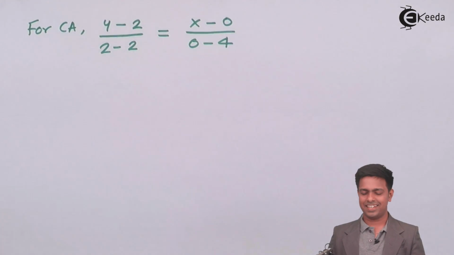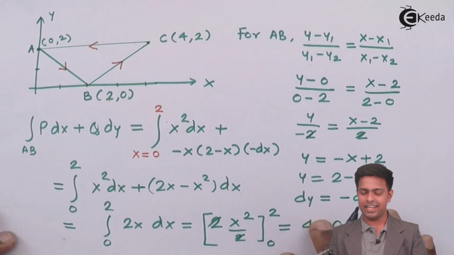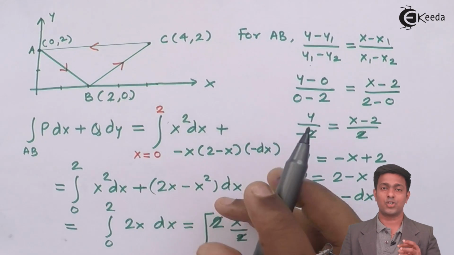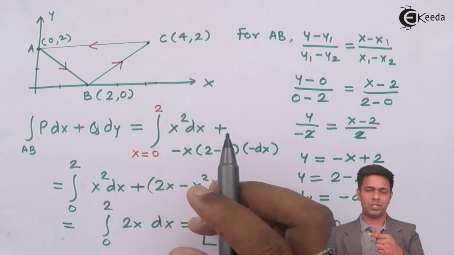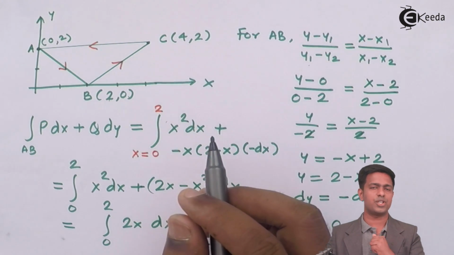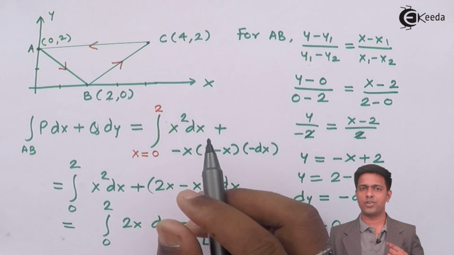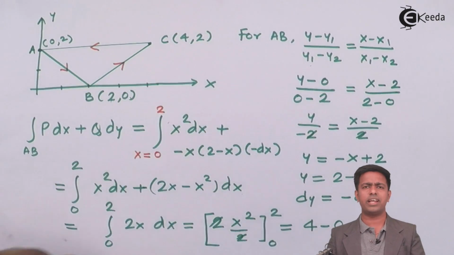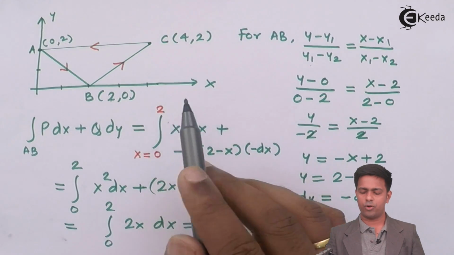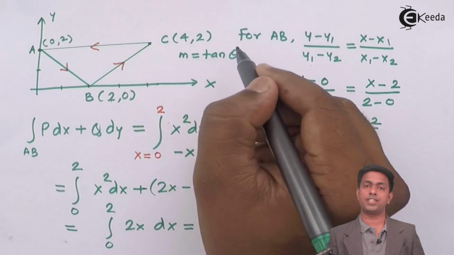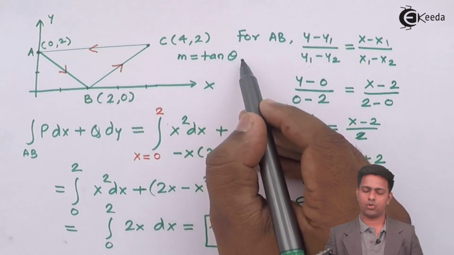If you see this line, this line is parallel to the x-axis. And we know from the slopes of lines that a line which is parallel to the x-axis will have a slope equal to 0. Whenever we find the slope, we find the inclination of the line with respect to the positive direction of the x-axis. Now this line is never going to intersect the x-axis, so by the formula of the slope, m equal to tan theta, theta will be 0, and therefore tan 0 is 0, so the slope is 0.